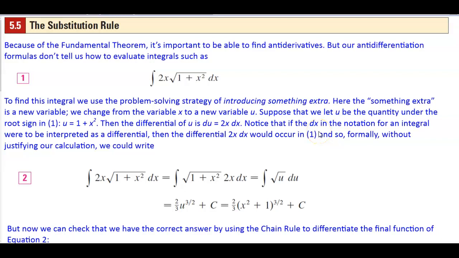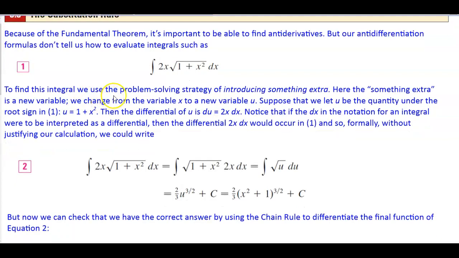Section 5.5. Because of the fundamental theorem, it's important to be able to find antiderivatives. But our anti-differentiation formulas don't tell us how to evaluate integrals such as the integral of 2x times the square root of 1 plus x squared dx. To find this integral, we use the problem-solving strategy of introducing something extra.